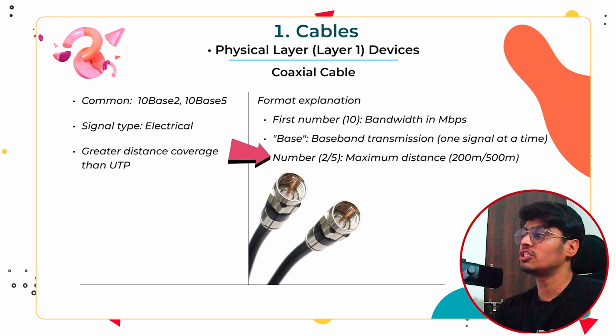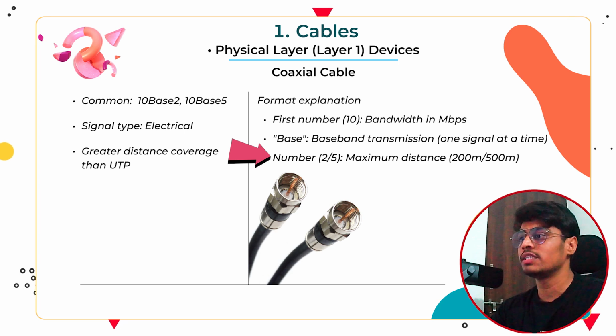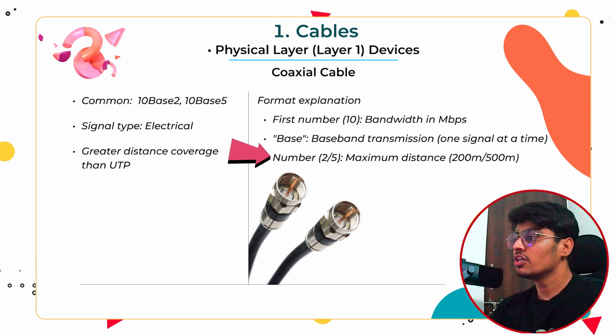10 base 2 means 200 meters, meaning the distance is increased, the signal can travel more distance. After 200 meters there will be attenuation, or in the 10 base 5 case, attenuation will happen after 500 meters, so the signal can't move more than that. So this is coaxial cable.